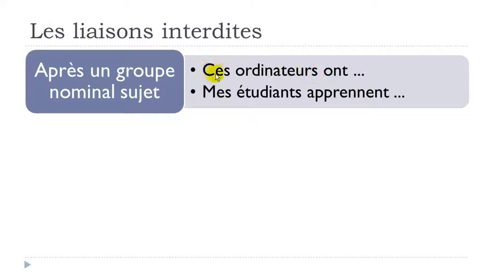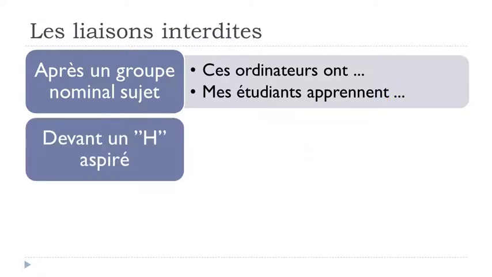So in that case, ces ordinateurs, you don't make the liaison between this word and the verb that will come after. Okay? Ces ordinateurs ont, and the sentence continues. Same thing here: mes étudiants apprennent, and the sentence continues. So the concept is quite strict. Remember, you've got your subject, so it must be something like that. You've got a group of words, and after that, you won't make the liaison with the verb.